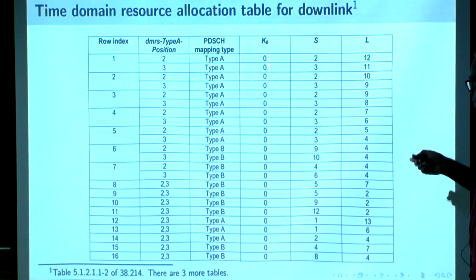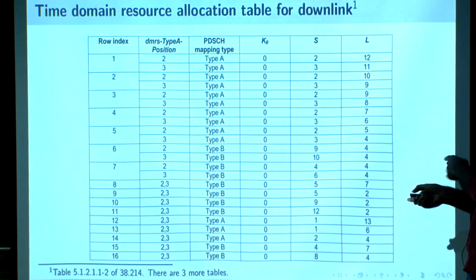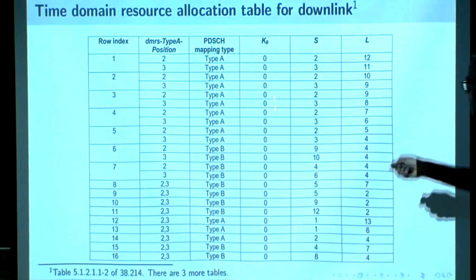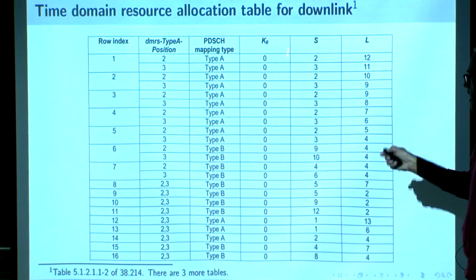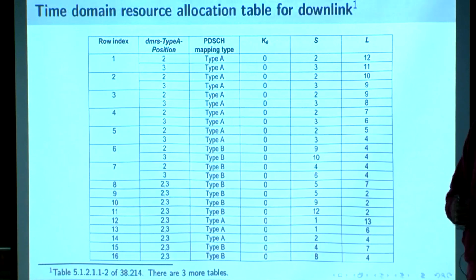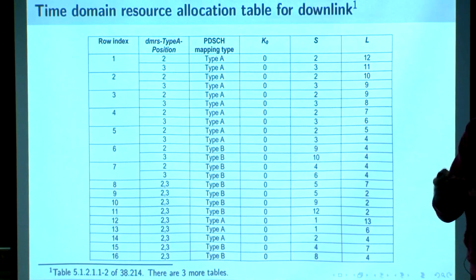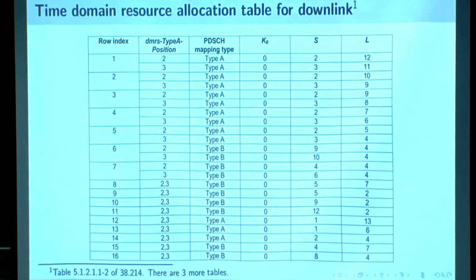Look at this. Mostly this is the table we are comfortable with, but as I said, there are 3 more tables like this. What is the unique thing about this? K0 is 0, so data will come in the same slot. But there are other tables where K0 is different. What are these different combinations? Data begins at 2, and it occupies the whole of the slot after that. And then a different combination.